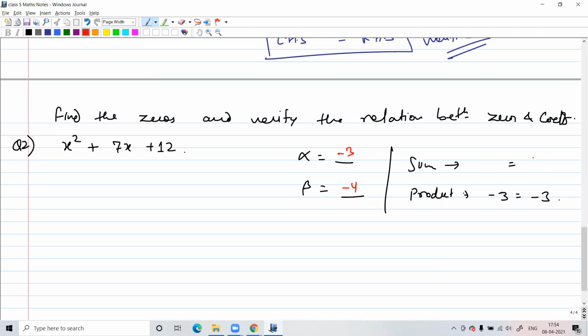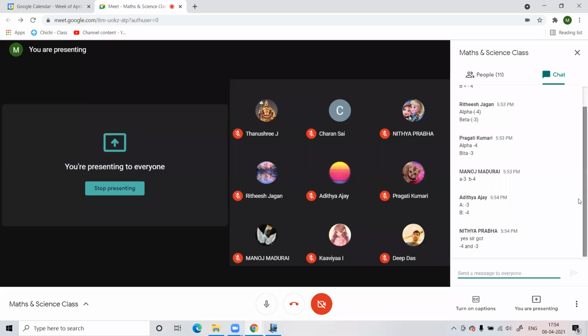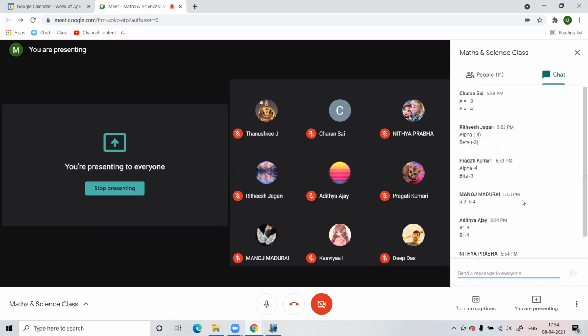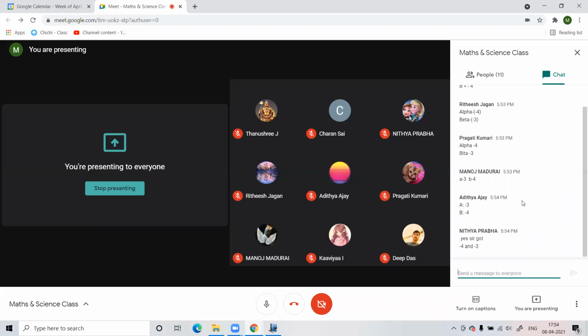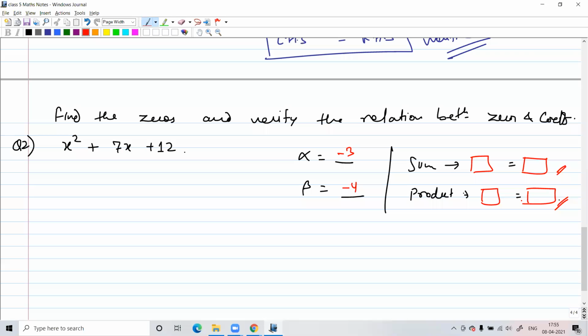Now you will tell me what you get for sum, like what is equal to what. That part you have to tell me. Same thing for product also. Okay, everyone has to answer. Doesn't matter if you're late, it's all right. Complete it and send your answers. Yes, Pragati, you were saying something? Completed, okay.